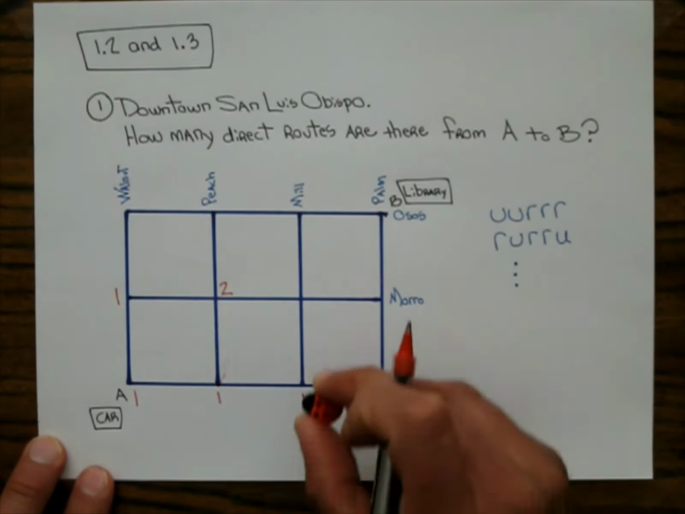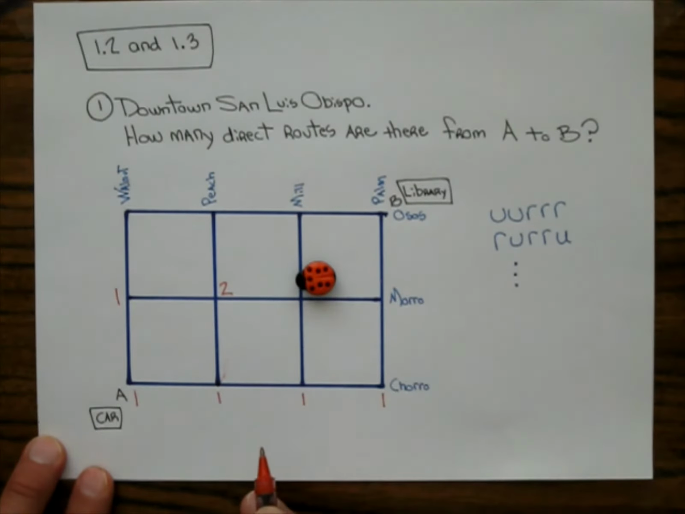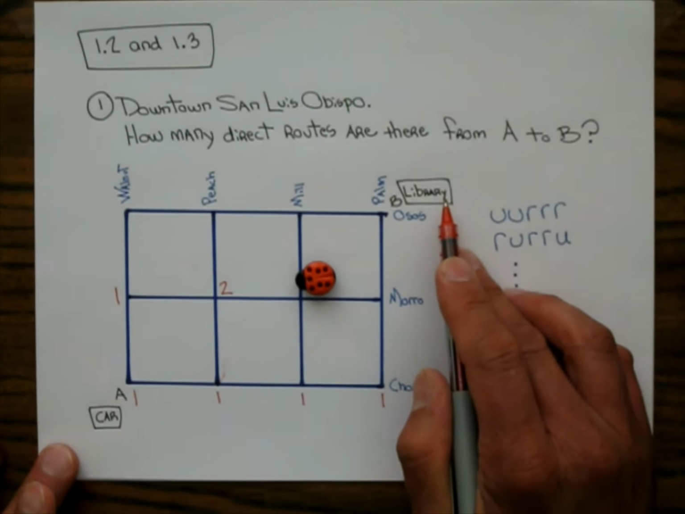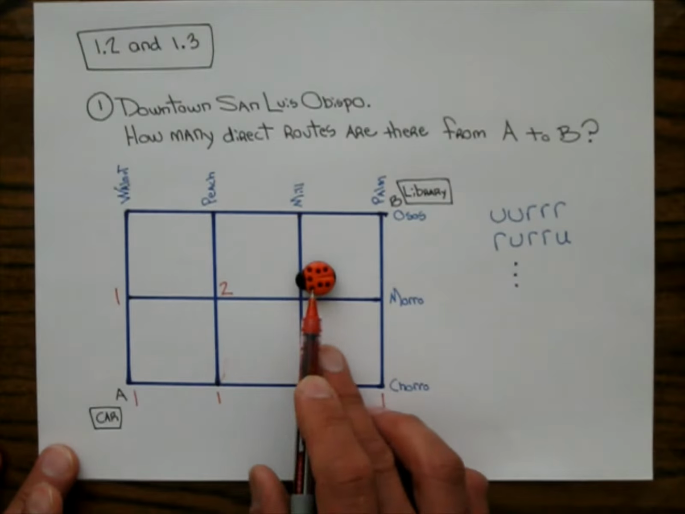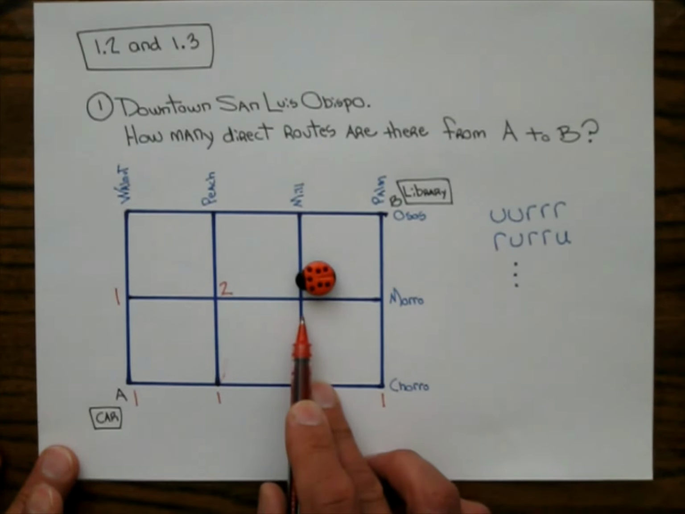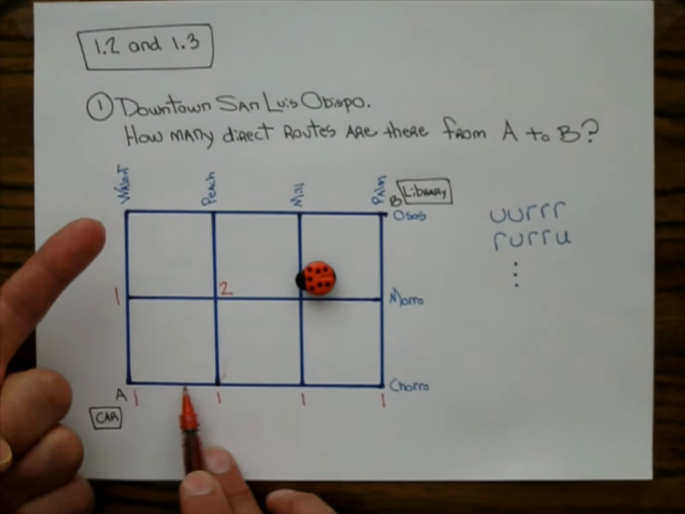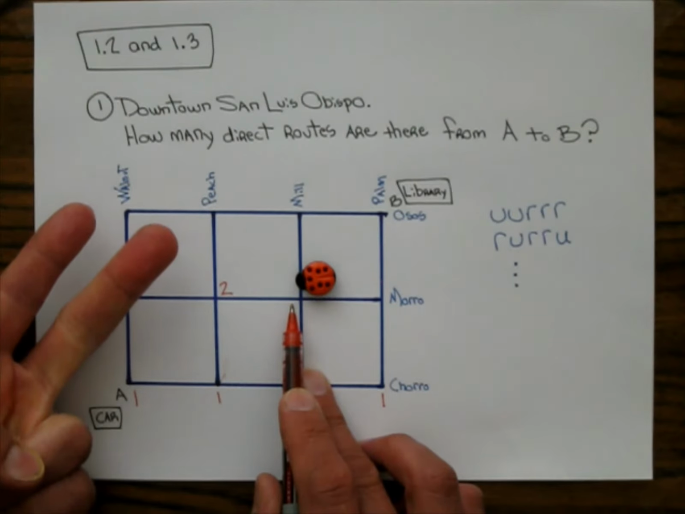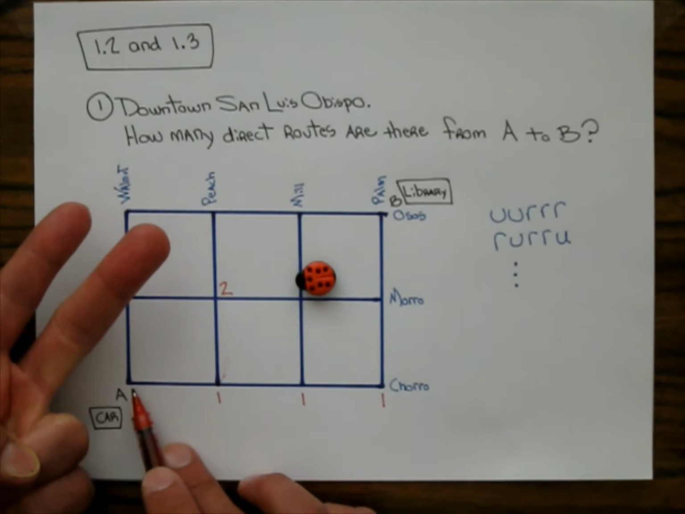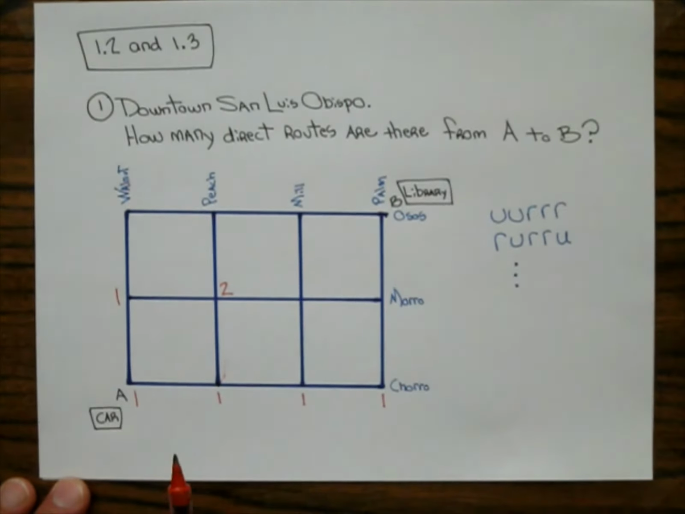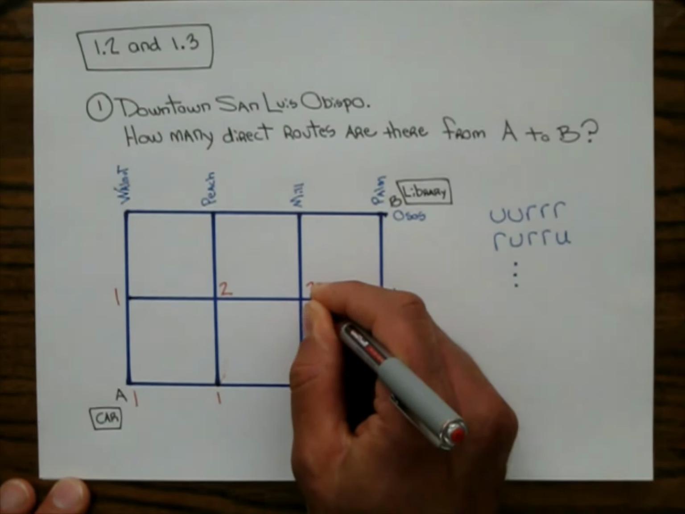So now we're going to go ahead and put the library there, and notice what we're doing is we're solving smaller problems, and then we're making them a little bigger until we get to the actual library. So watch this. If we put that there, let's just count them. We can go right, right, up. So that's 1, right, up, right. That's 2. Yes, I'm using my fingers. And then we can go up, right, right, which is 3. So this right here is 3.